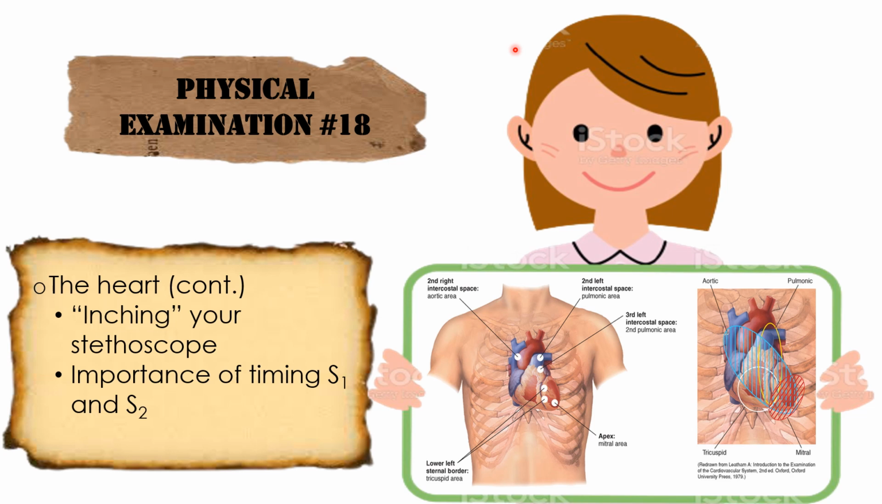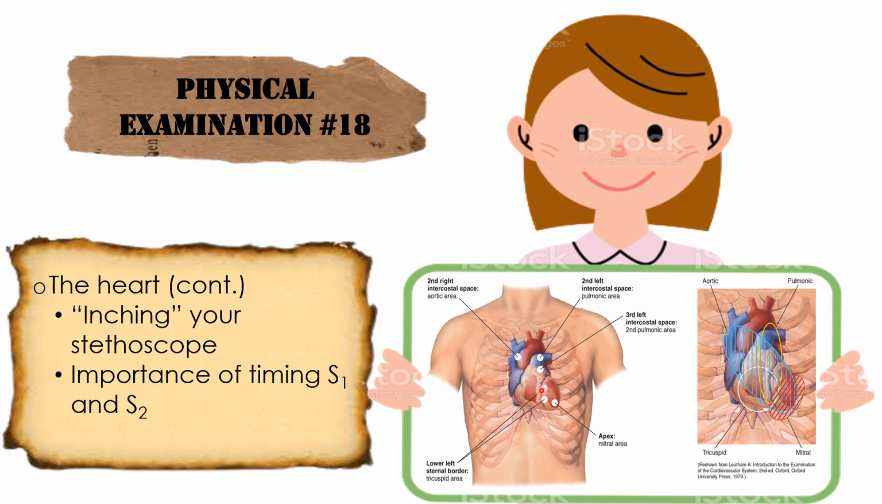So, the importance of timing S1 and S2. Regardless of the direction in which you move your stethoscope, you have to keep your left index and middle fingers on the right carotid artery in the lower third of the neck, to facilitate correct identification of S1, which comes just before the carotid upstroke, and S2, which follows the carotid upstroke. Be sure to compare the relative intensities of S1 and S2 as you move your stethoscope through the listening areas above.